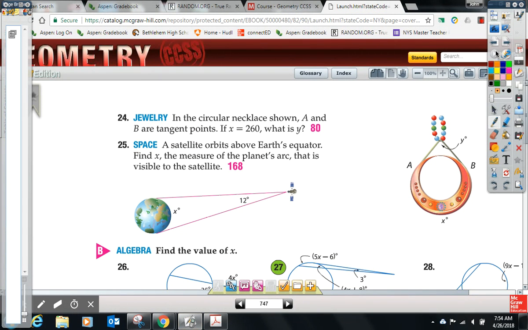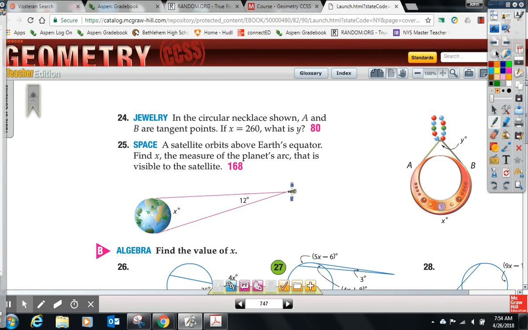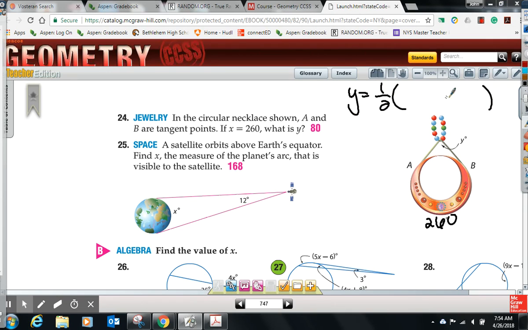You were trying to find this arc right here, x, and it told you x. Never mind, you're trying to find y. That's 260 degrees. Is that angle y I'm asked to find inside or outside? Outside, so it's going to be half of 2 arcs subtracted. The major arc, already 260. Minor arc, not given to me, but if that's 260 and the minor arc is the rest of the circle, I could do 360 minus 260, which would give me 100. So now I take half of 160, and that's where that answer of 80 degrees came from on the outside. Okay, good.